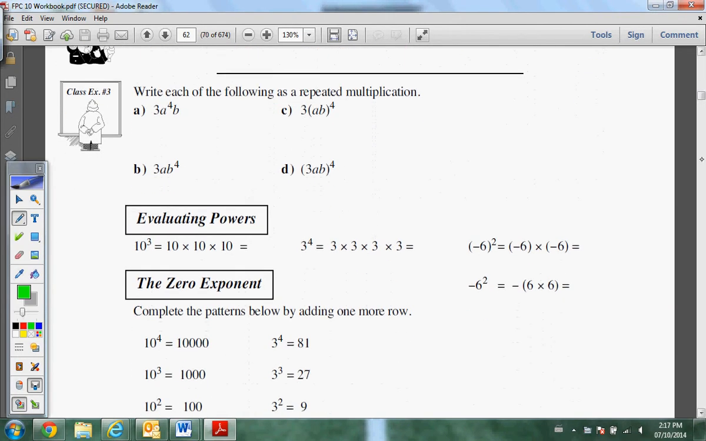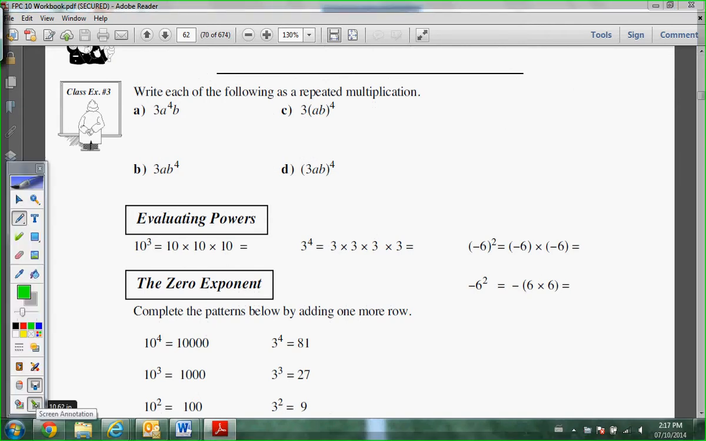Each of the following is repeated multiplication. So this helps you understand, the reason we're doing this section, what has an exponent and what doesn't. If you have a variable with nothing up here, an exponent, what is it? Just a 1, yeah, just a 1b, that's correct. So if I write this out, it's going to be 1, 3, 4 a's, and 1b. The next one, 1, 3, 4 ab's.